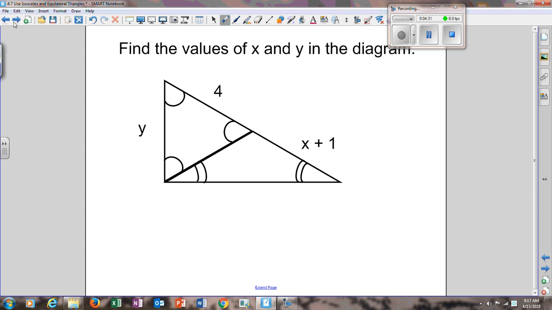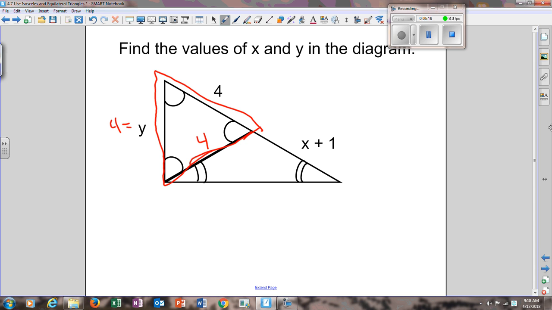Lastly, find the values of x and y in the diagram. So this seems pretty hard if you look at the figure. But if we break this down into two separate triangles instead of the one big triangle, it's going to help us. So first, we see that this triangle here is equiangular. So that tells us that all the sides are equal. So if this side is 4, then that tells us that y is equal to 4. Also tells you that this side is equal to 4.